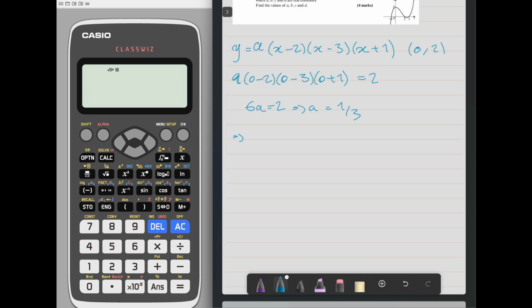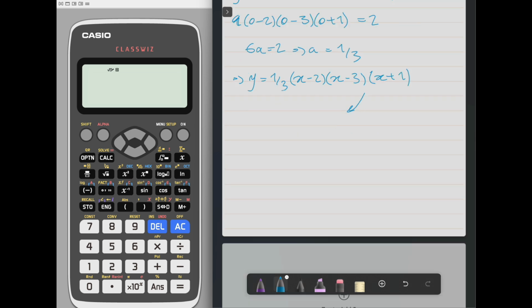And then I'm going to write y equals 1 over 3 times x minus 2 times x minus 3 times x plus 1. Now, if I expand this, x minus 2 times x minus 3 gives x squared minus 5x plus 6, times x plus 1. This is going to be x cubed minus x squared times 1, x squared minus 5x times this one, minus 4x squared. And here I have x, and this one will be 6.